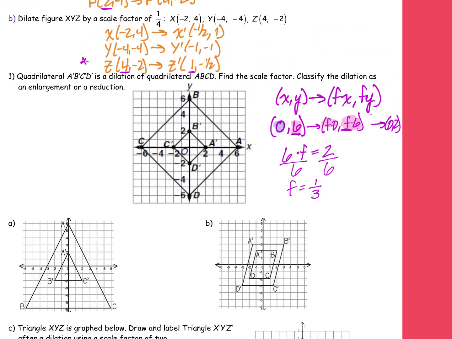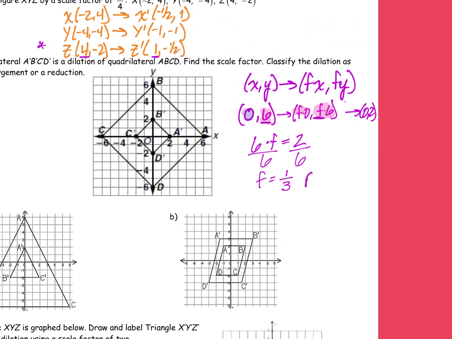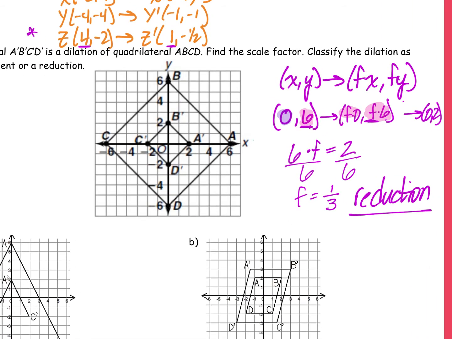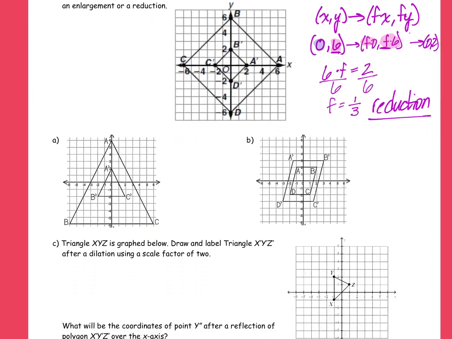Oh, I have to write reduction. Thank you. How come it's a reduction? Because it got smaller. And that's the other clue, guys, right? We know it went from this big diamond shape to a smaller diamond shape, so it got smaller, so we know it had to be a fraction as an answer, right? If it would have got bigger, then it would have been a whole number. Okay? Okay, so go ahead and do A, B, and C.